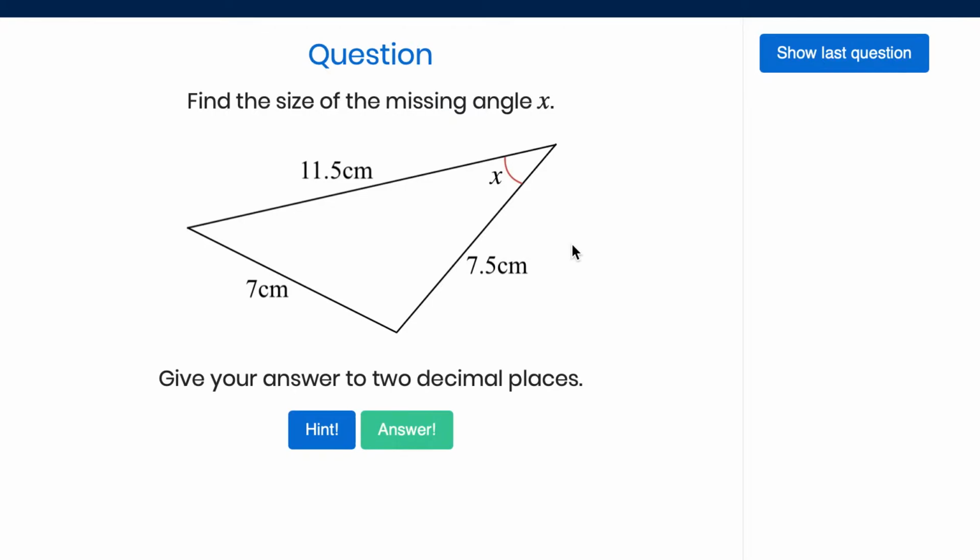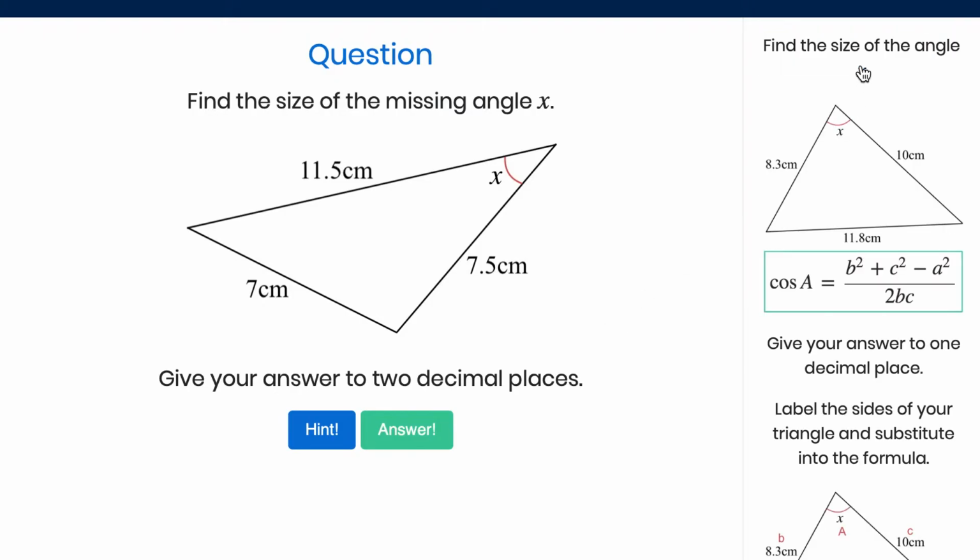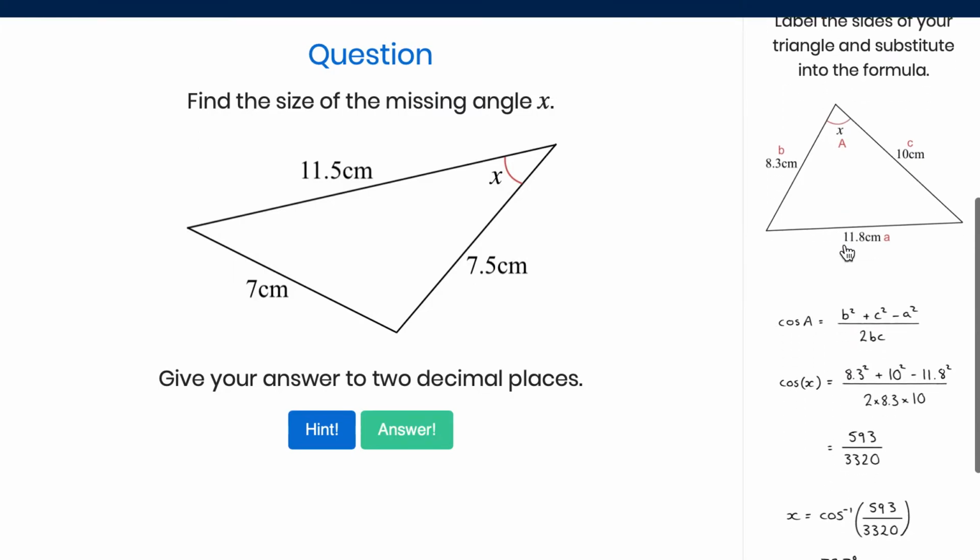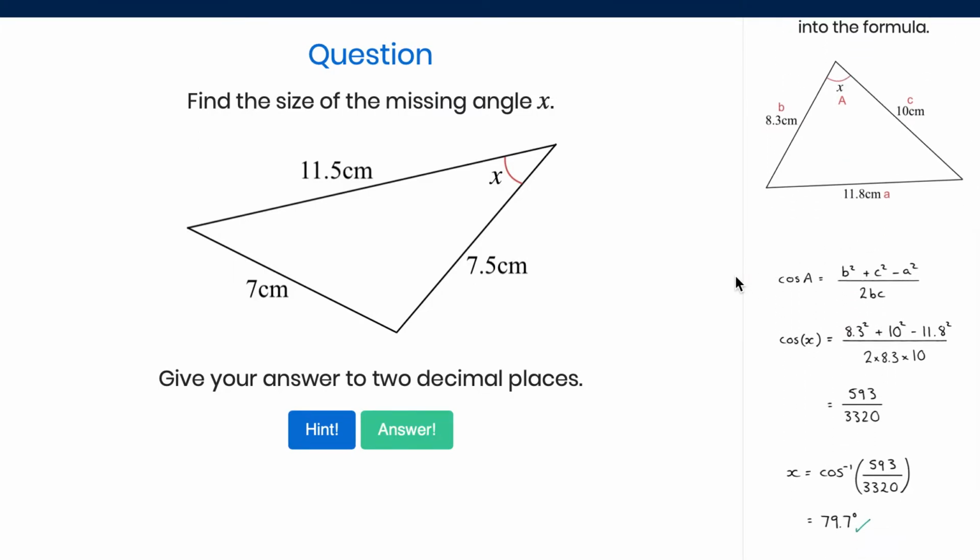Here is another example. Find the size of the missing angle x. Give your answer to two decimal places. Follow the method from the last question shown here on the right hand side. Pause the video now and have a go. Okay, so here is the answer.